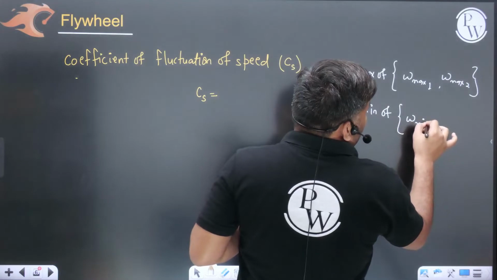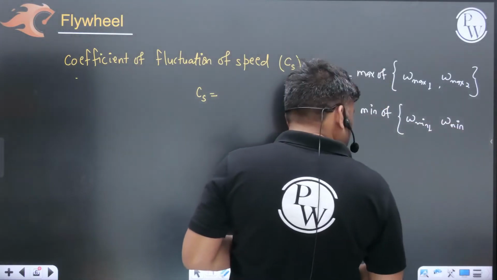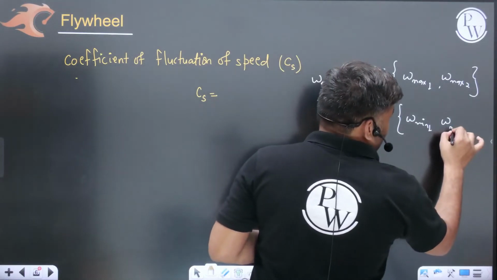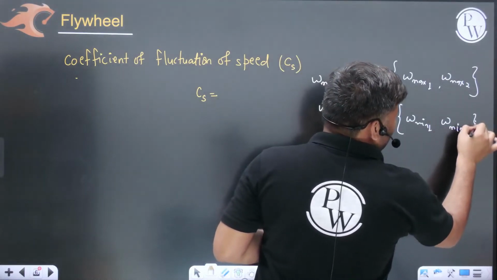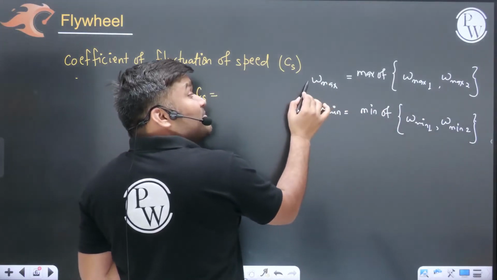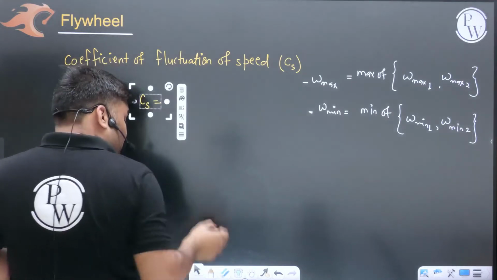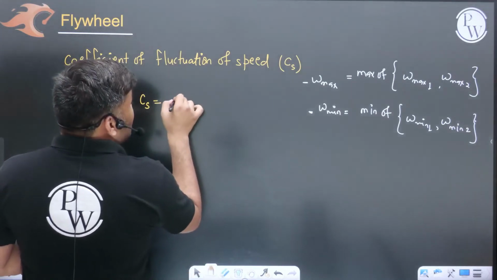Sir, sometimes it was minimum 1, sometimes it was minimum 2, and so on. All these minimums, whatever is the minimum, speed will be varying between these two extreme positions. Getting a point? The coefficient of fluctuation of speed is defined as, what is the fluctuation?